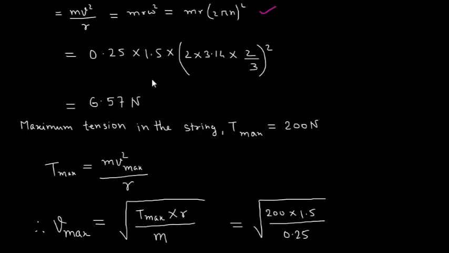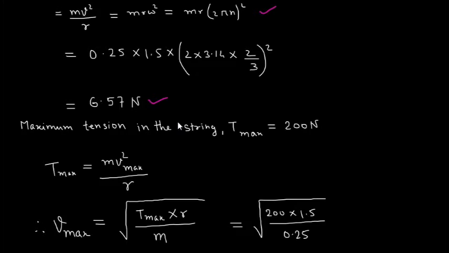So here we put the value of m, r, n, pi, etc. We get 0.25 into 10 into 1.5 into 2 into 3.14 into 2 by 3 whole square. So upon solving we get 6.57 Newton.